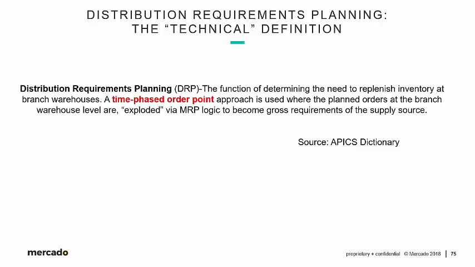The real trick here is, how do we use those demand signals, both forecasted and actual demand signals, to help translate demand into purchase orders on overseas vendors? That's why it's important to talk about DRP. Second sentence, a time-phased order point approach is used. We'll come back to that in just a bit, where the planned orders at the branch warehouse level are exploded via MRP logic to become gross requirements of the supply source.